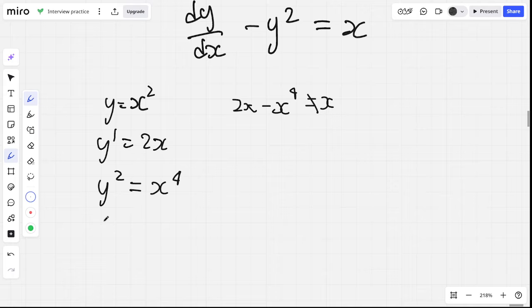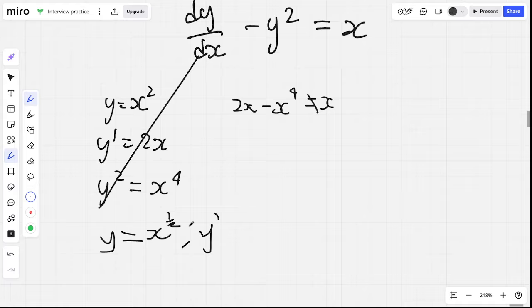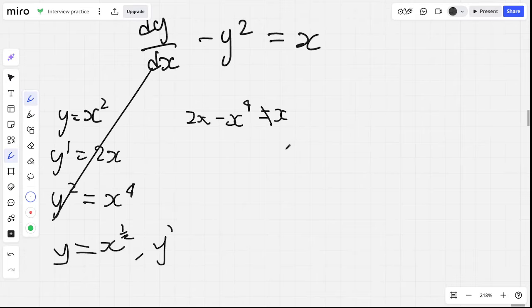Let me try, well, I can't do x. I want to get a constant. Let me try a fractional. Let me try square root of x. I want to have y dash. Okay, I might have to reload Miro on a different tab. Just bear with me for a second while I fix this.